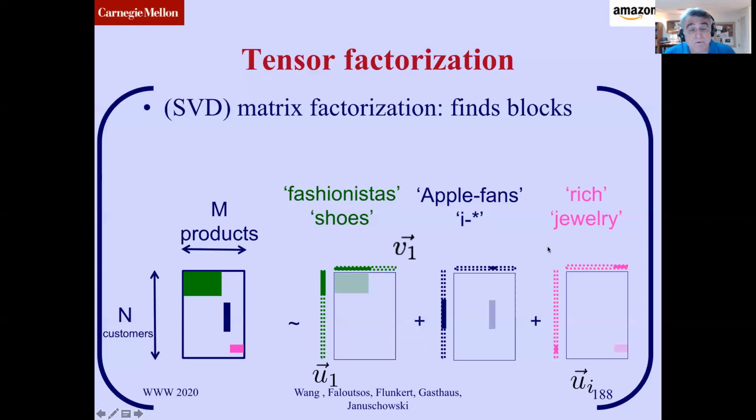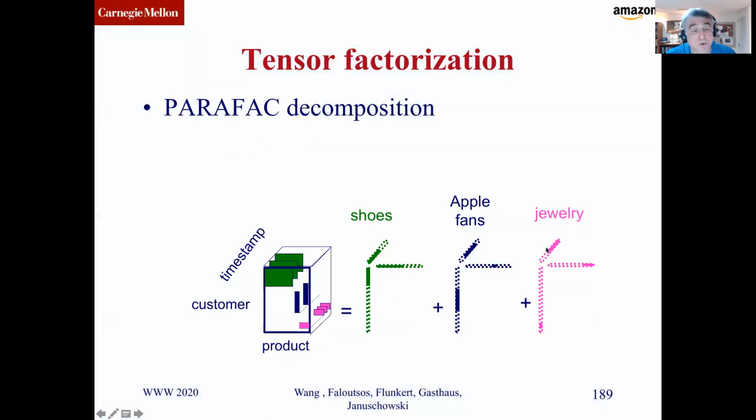So this is what singular value decomposition does. If we have a tensor, and if our tensor has very nice blocks, all these people bought all these products during all these timestamps, right? And all these people bought all these products during those timestamps and so on, then the parafact decomposition of rank 3 will give us triplets of vectors. And these will be more or less indicator vectors for which person participates in the first concept, shoes, which product participates in the first concept, and which timestamps participate in the first concept.